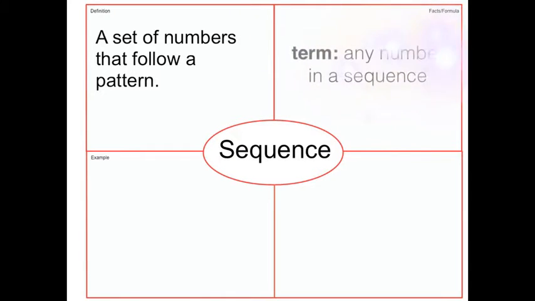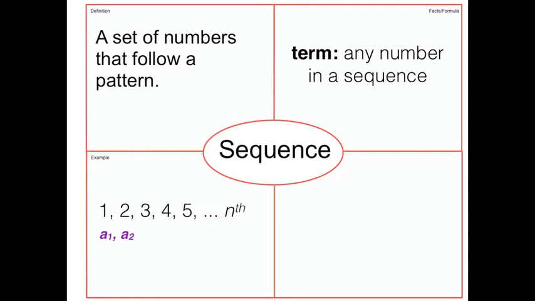Now, in that pattern, you have terms, and any number in a sequence is a term. So for these numbers, number 1 will be the first term, as indicated by A1, 2 the second term, and so on, all the way to the nth term. And there's an example of a sequence.